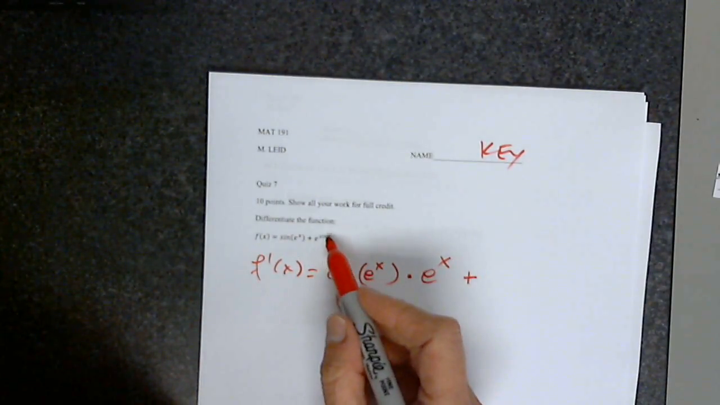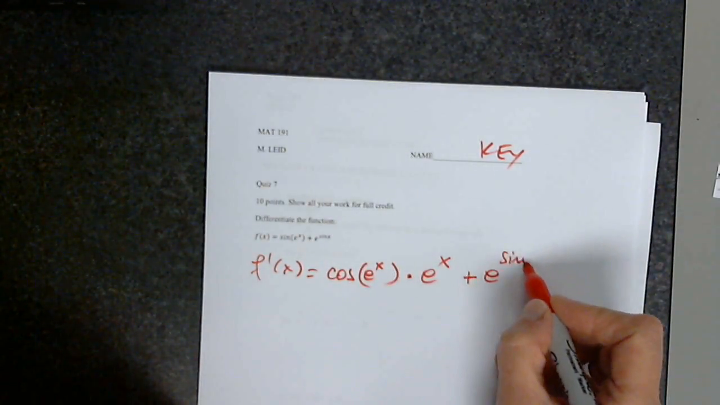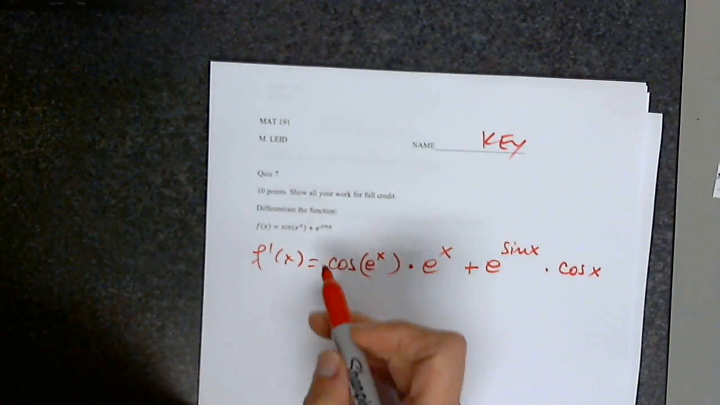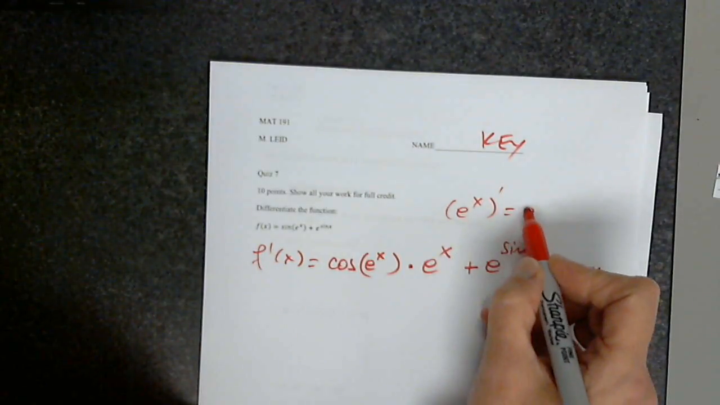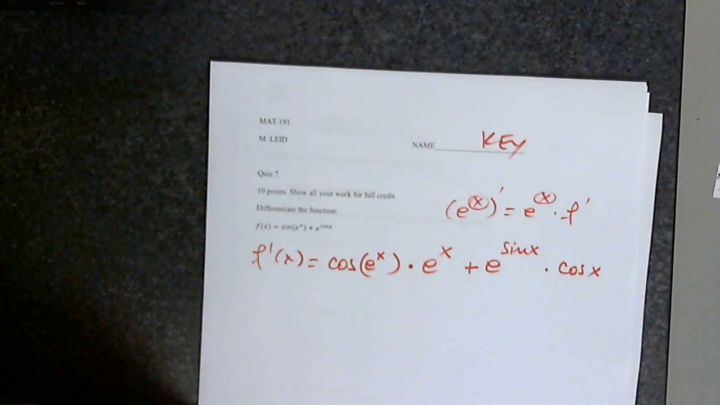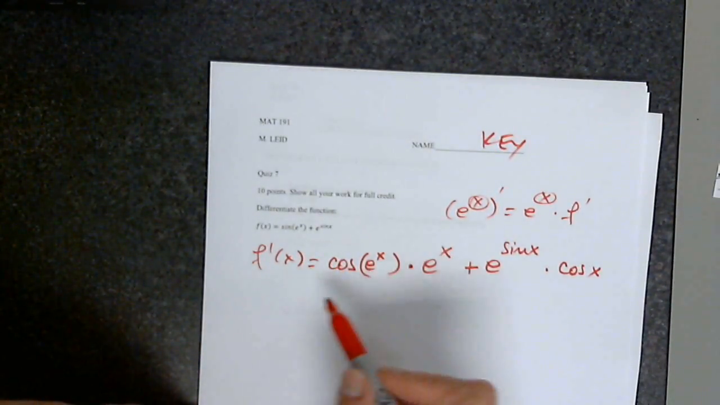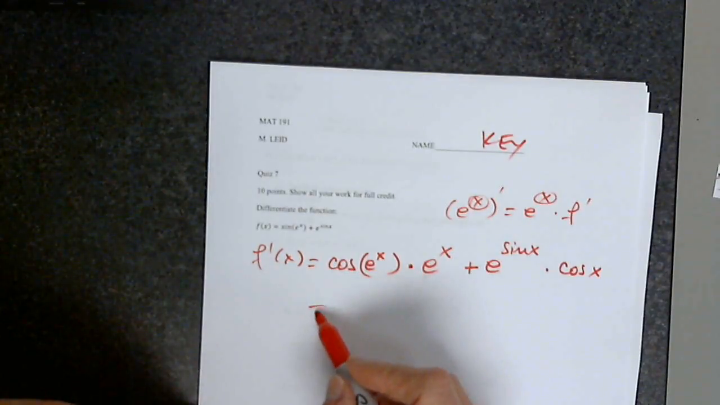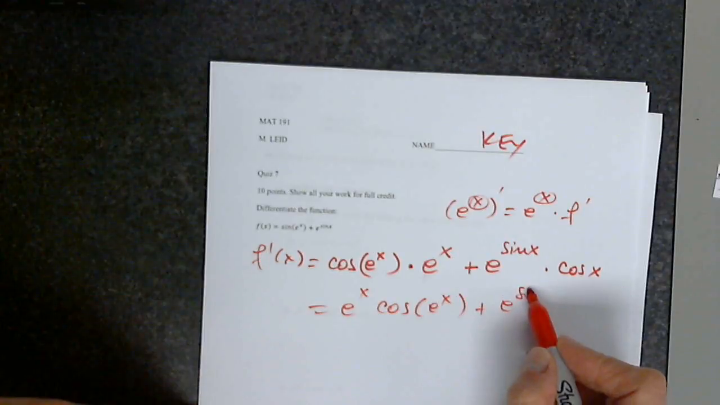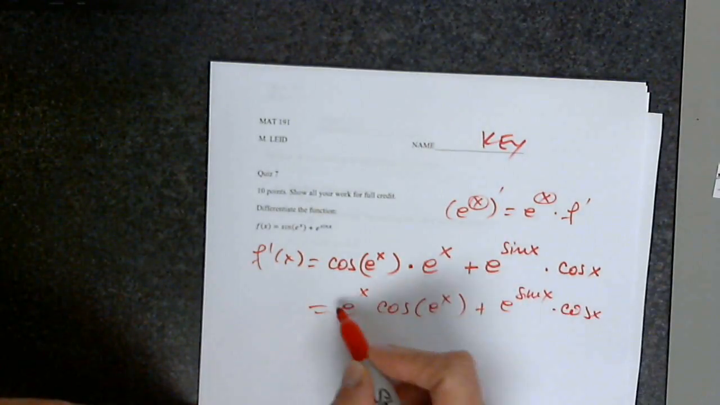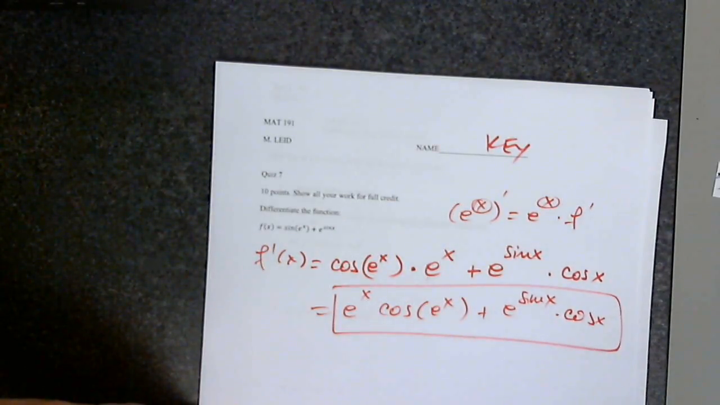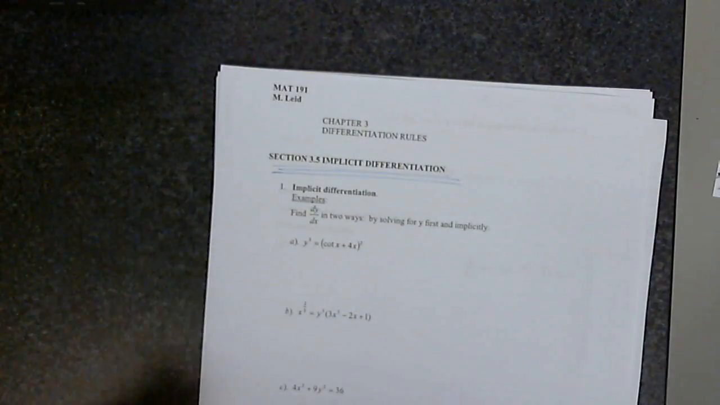Plus e to u prime is e to u times u prime. I would have stopped at e to the x prime as e to the x, but if this is a function, I have to multiply by that function prime. And that's it. The only other thing I would have done is just put e to the x in front. Plus e to sine x times cosine x. Okay? That clear? Yes? Okay.